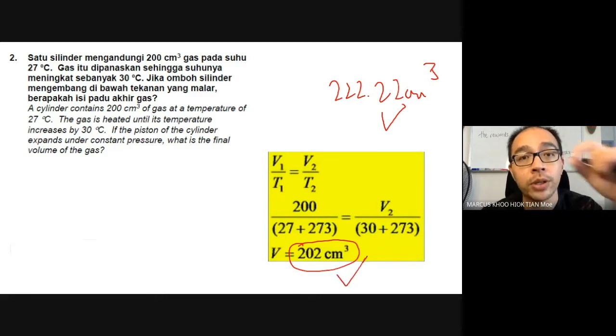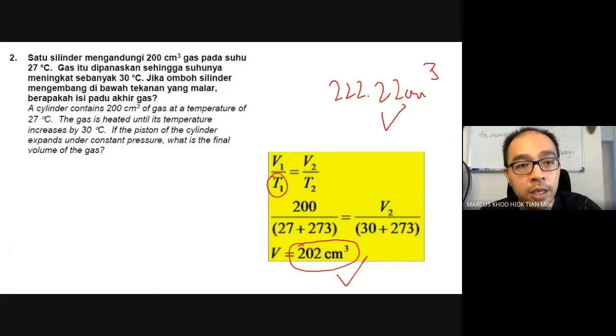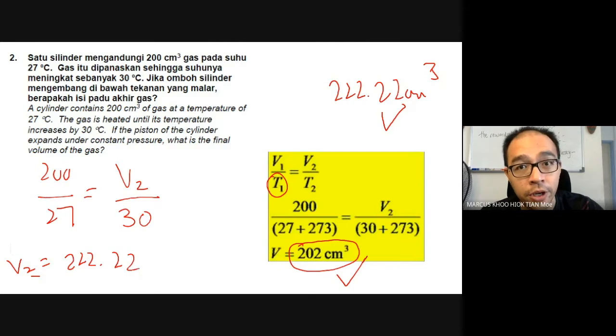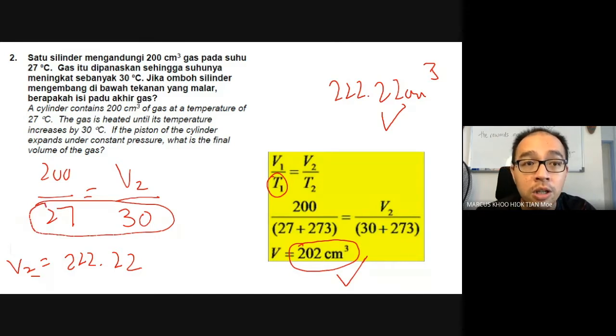Because a very important thing about Charles' law that students always forget is that when you use the Charles' law formula, the temperature must be in Kelvin. If you did 200 over 27 equals V2 over 30, you will get V2 equals 222.22. And when you see this answer option, you won't even think twice, the answer is A. But right at the get-go, you have already done the wrong thing, which was that you didn't convert the degree Celsius to Kelvin.